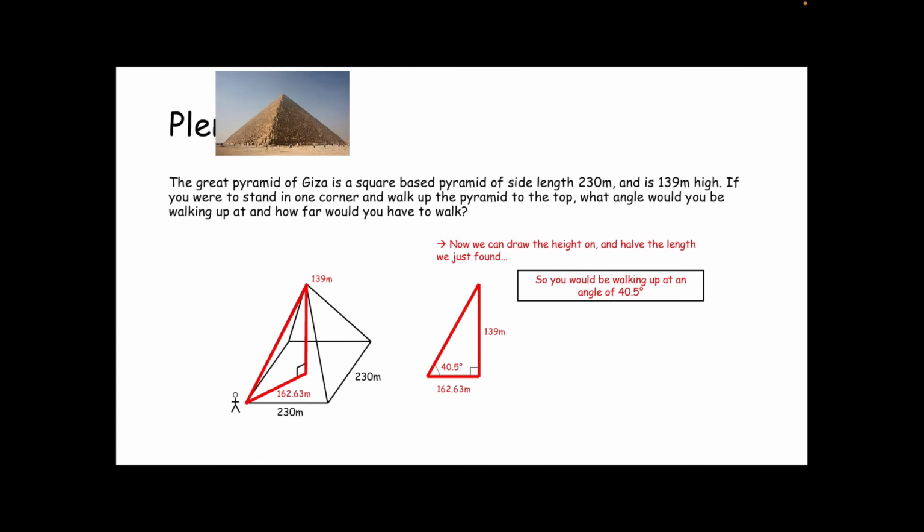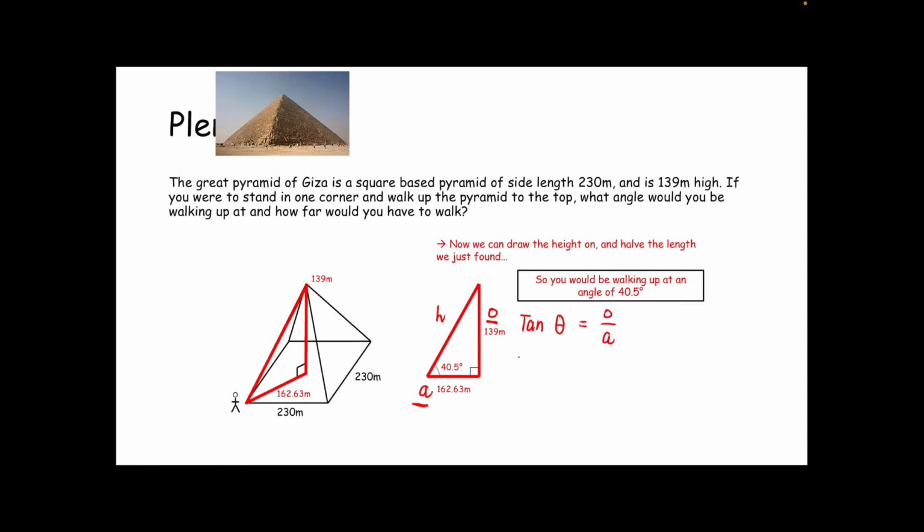Drawing it out, we have a height of 139 and we have our base as 162.63. To find the angle, we'll use SOH CAH TOA. Labeling our triangle, we have our hypotenuse. Our opposite side is the side opposite the angle we want to find, and we have our adjacent. To find our angle, we have the adjacent, we have the opposite, therefore we will use tan.